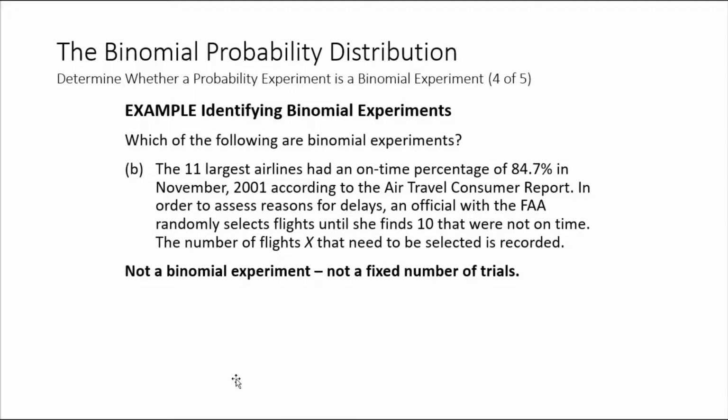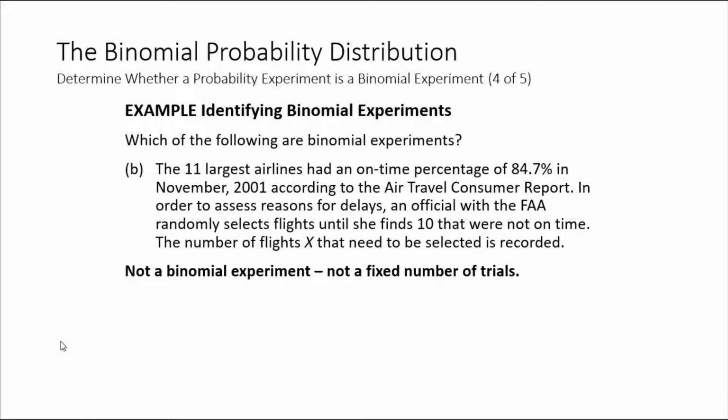The 11 largest airlines had an on-time percentage of 84.7% in November 2001. According to the Air Travel Consumer Report, in order to assess reasons for delays, an official with the FAA randomly selects flights until she finds 10 that were not on time. The number of flights X that need to be selected is recorded.